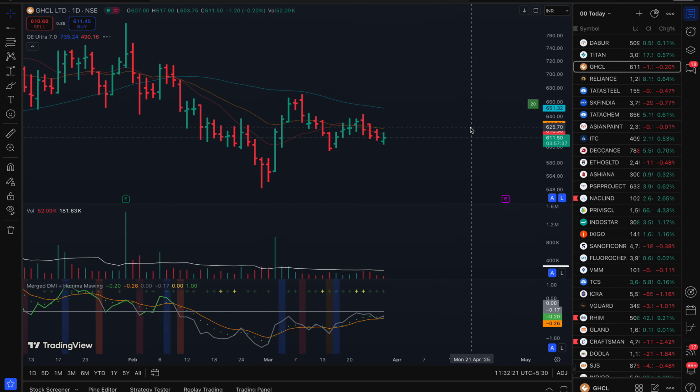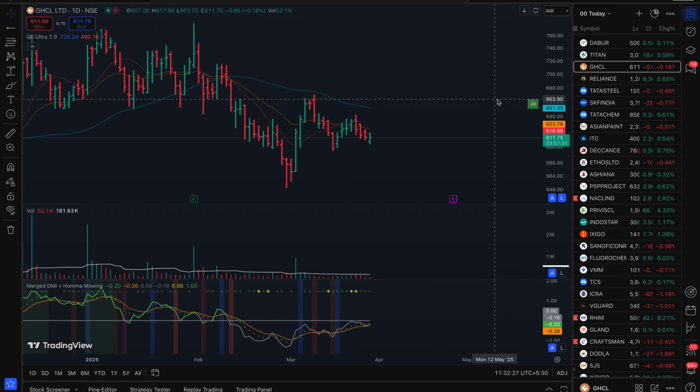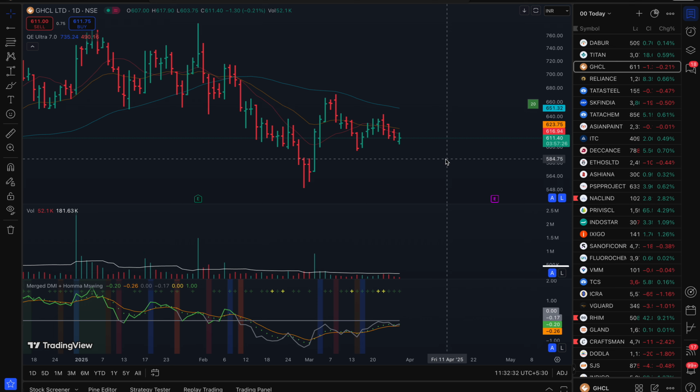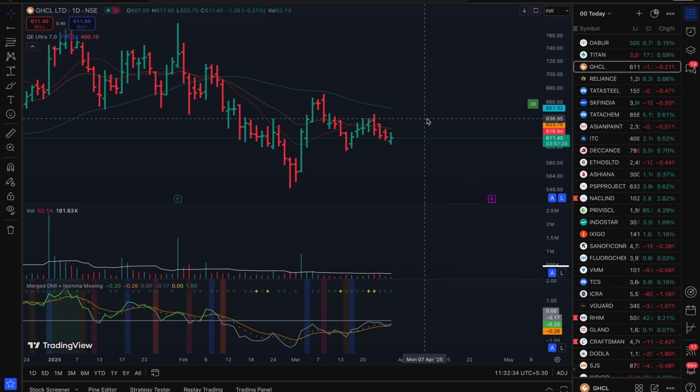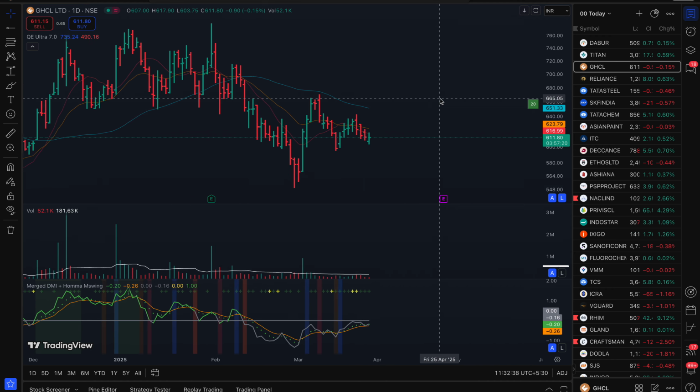I would not have traded Dabur and Titan because those are large caps, and they move very little. Now GHCL would also not be a setup because this is below key MAs. It's not a good setup.